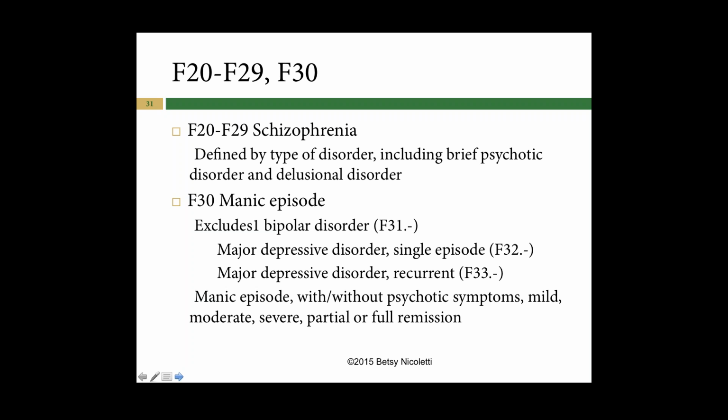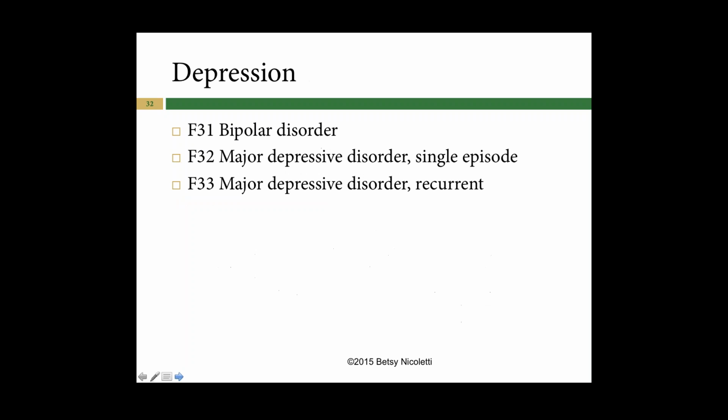In ICD-10, we have two excludes notes. Excludes 1 means that's not your code, it's not coded here. Excludes 2 means this isn't the code you're looking for, but if the patient has both conditions, you can code both. But what they're saying to you here is, if the patient has bipolar disorder, we're not going to code the manic episode. We're going to code the more specific bipolar disorder code.